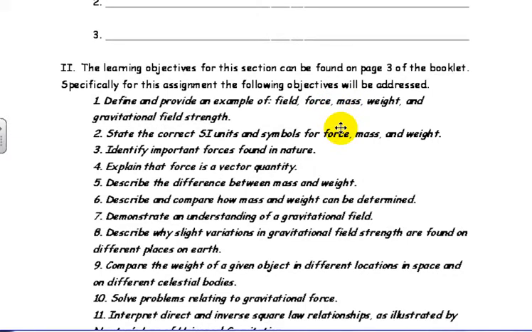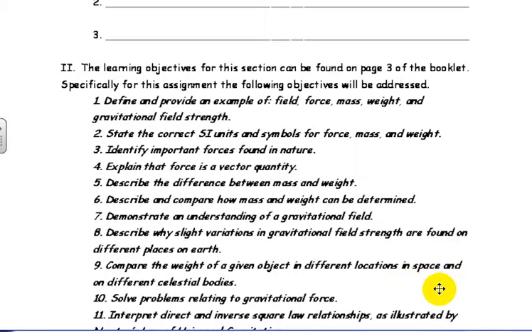So looking at field, force, mass, weight, and gravitational field strength. We'll look at the SI unit for force, mass, and weight. Identify important forces found in nature. Explain that force is a vector. Differentiate between mass and weight. Describe and compare mass, how they can be determined. Demonstrate an understanding of gravitational field. Describe why slight variations in gravitational field strength are found in different places on Earth.